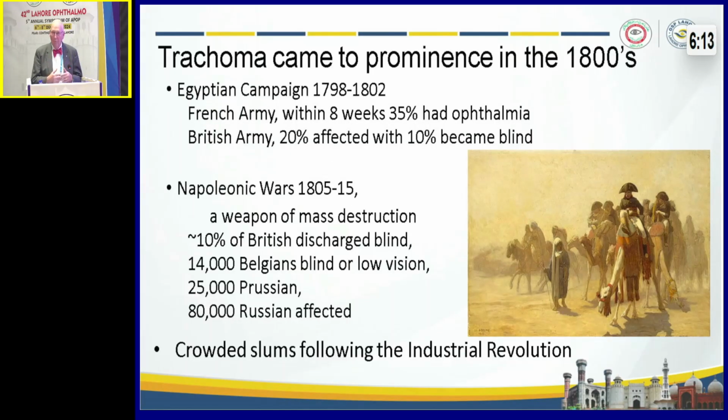But it really came to prominence again during the Napoleonic Wars at the start of the 1800s with the French army, where a third of the soldiers developed ophthalmia within the first 2 months, and some 10% of the British army became blind. And this was also the time of the Industrial Revolution. So people were moving from farms into the crowded work settlements and slums in the Industrial Revolution.